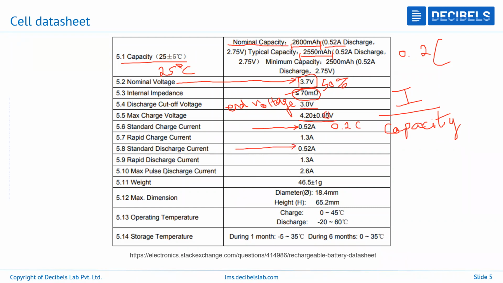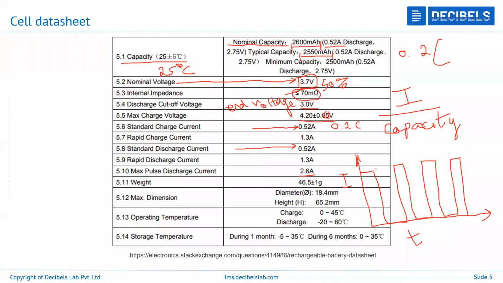Next, coming to maximum pulse discharge current. What this means is, instead of drawing continuous current, it will draw pulses. So let's take this to be time and let's take this to be current. If you take a look at the graph, pulse discharge means that you're discharging the cell in pulses. As per the manufacturer, the maximum pulse current it can take is 2.6 amps.